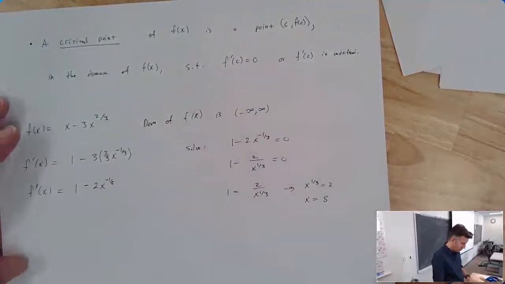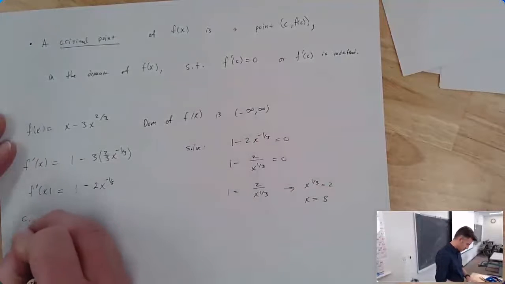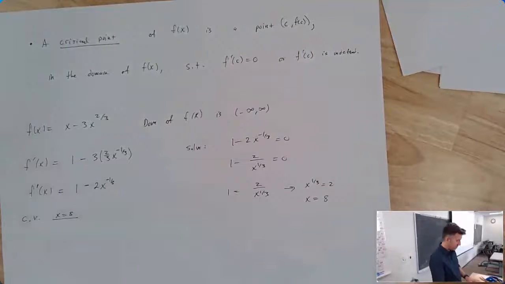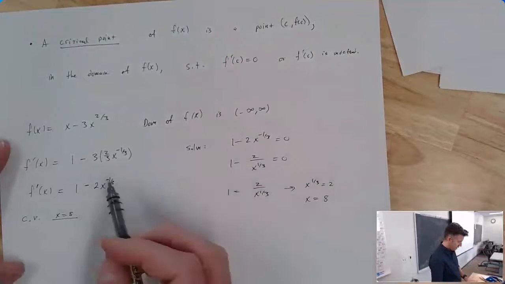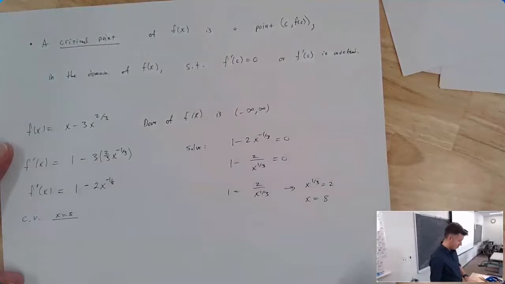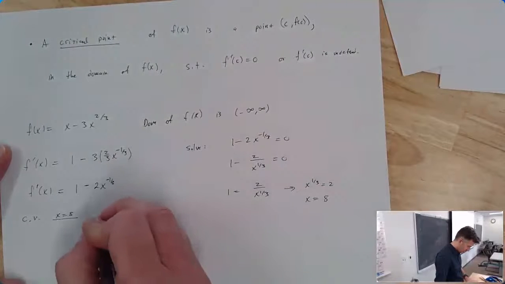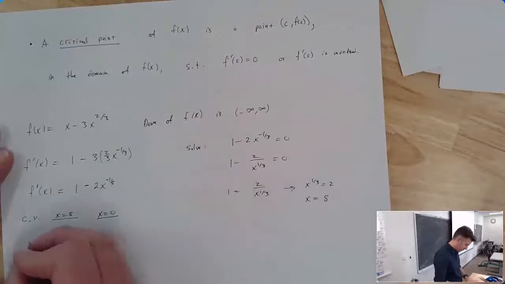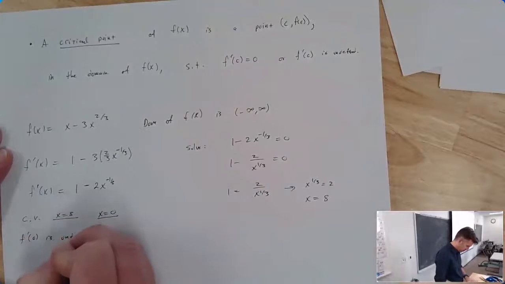So one critical point is x equals 8. There's another one though. If you ask where this derivative is undefined, it's certainly undefined at x equal to 0. So x equal to 0 is also a critical value, or a critical point, because f prime of 0 is undefined. And f prime of 8 is equal to 0.